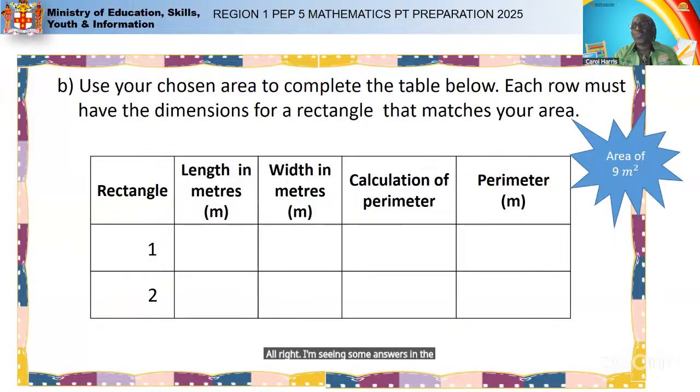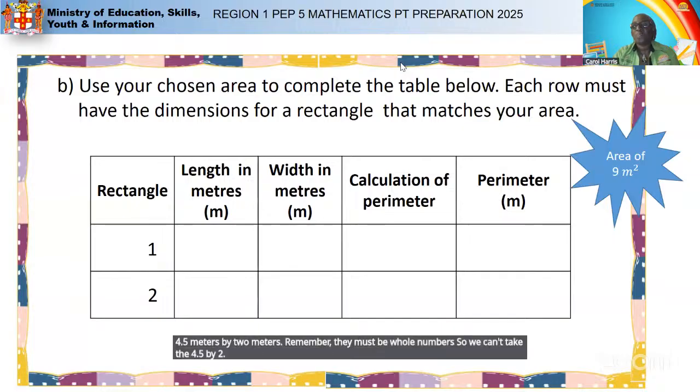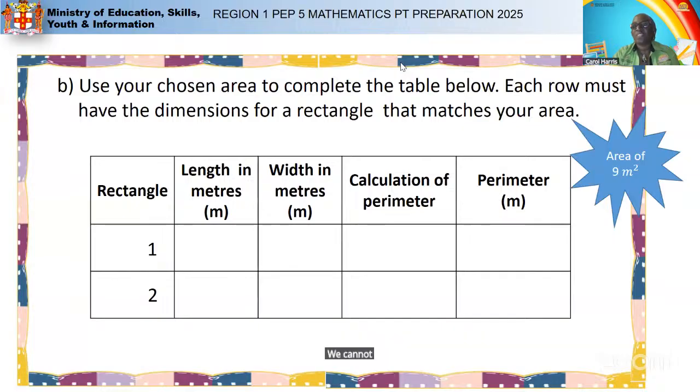4.5 by 2. 4.5 meters by 2 meters. Remember, they must be whole numbers. So we can't take the 4.5 by 2. We cannot take 4.5 meters by 2 meters because they must be whole numbers.